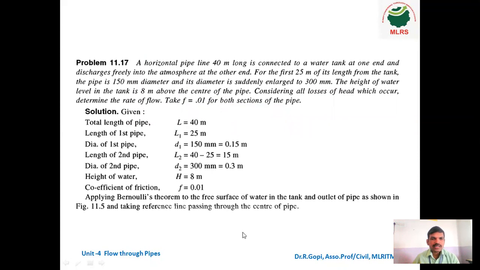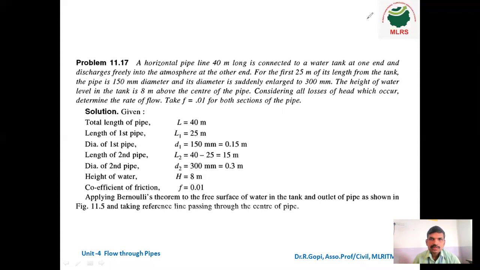Now, applying Bernoulli's theorem to the free surface of water in the tank and the outlet of the pipe. So we have to apply Bernoulli's theorem at the free surface, that means above the surface of the water level, and at the end of the pipe. Taking the reference line passing through the center of the pipe. Here the reference line is nothing but the datum line. So the datum line is passing through the center of the pipe.